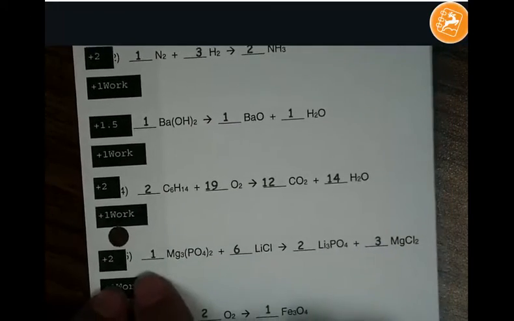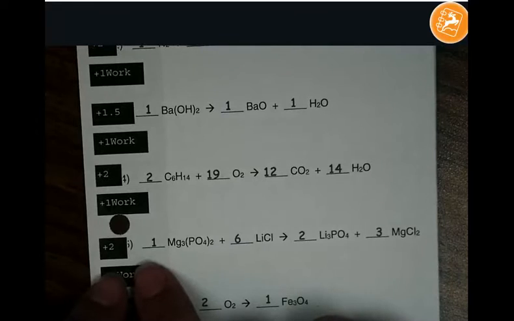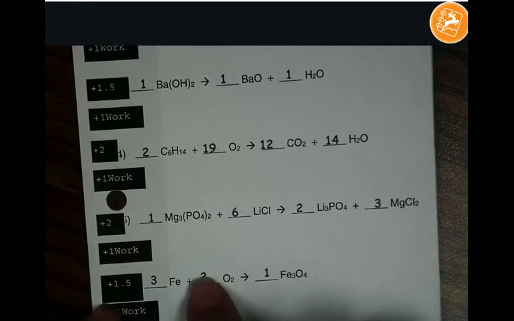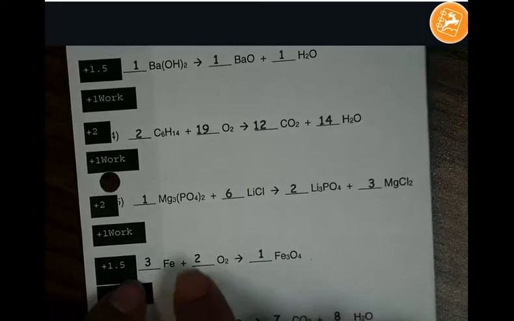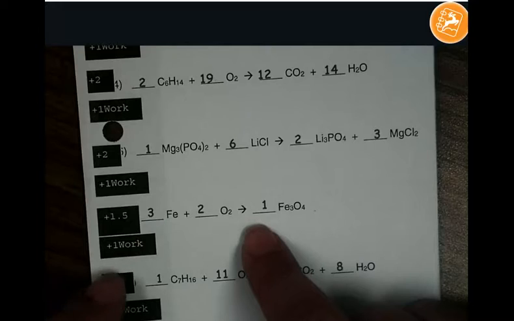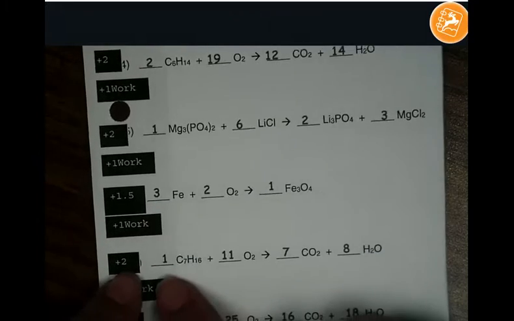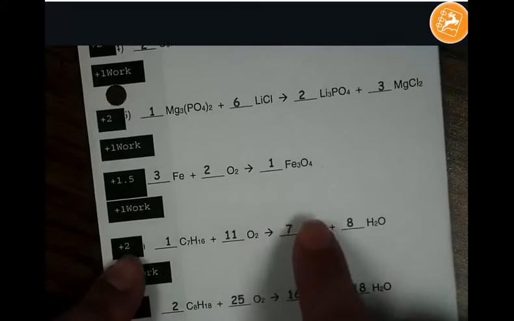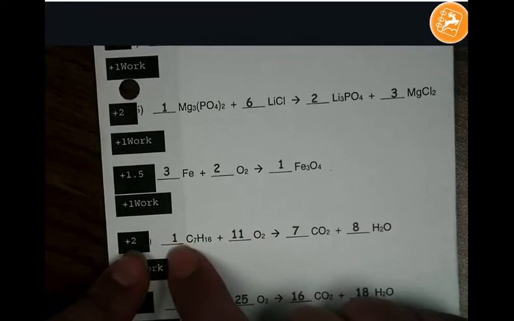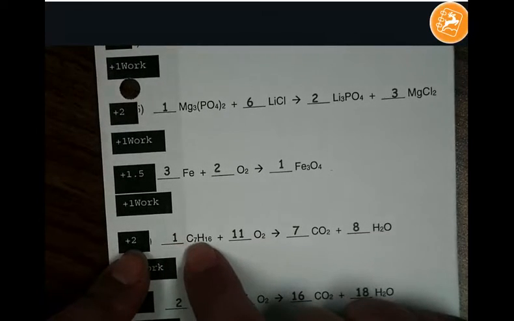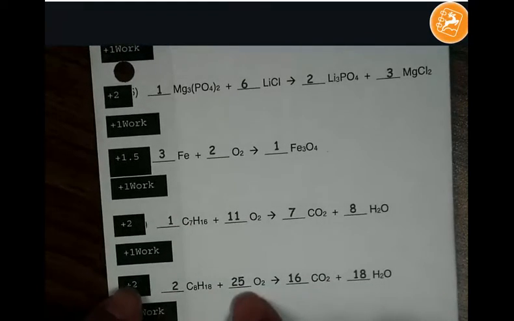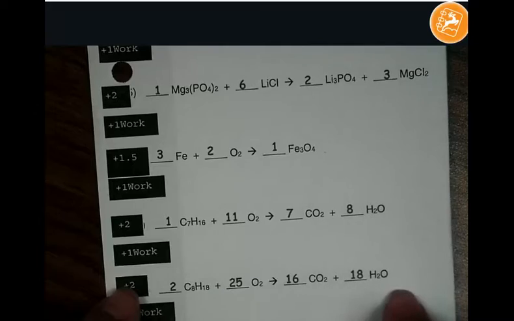Number 5, 1, 6, arrow, 2, 3. Number 6, 3, 2, arrow, 1. Number 7, 1, 11, arrow, 7, 8. You don't want to double this hydrocarbon because it is an odd number of carbons. Next problem, 2, 25, arrow, 16, 18.